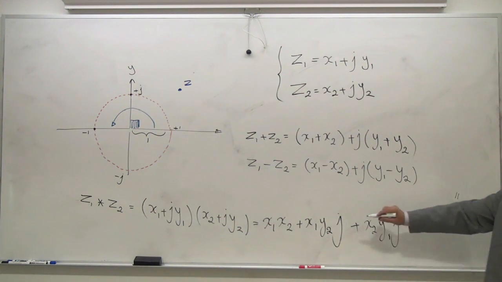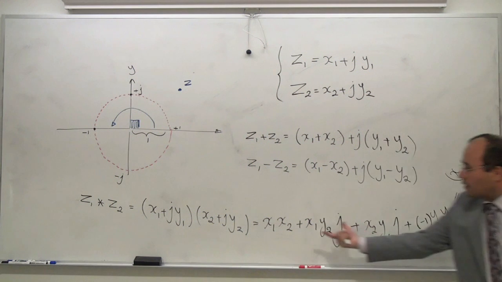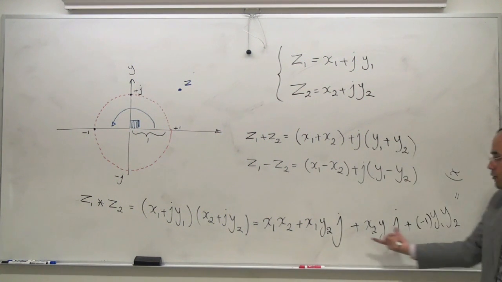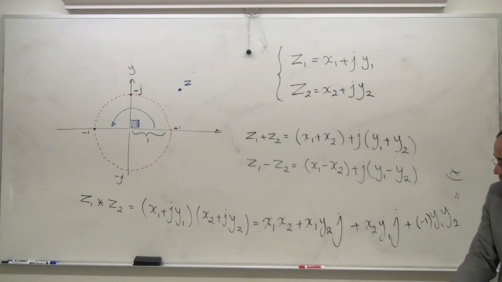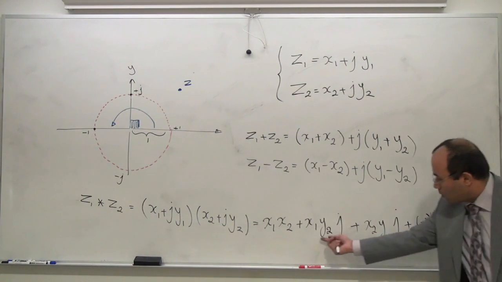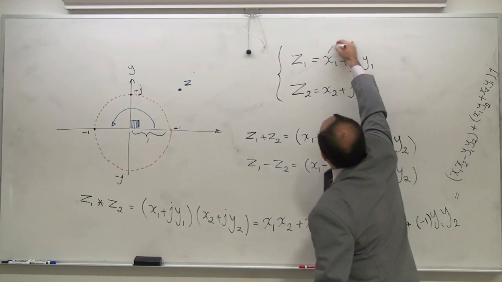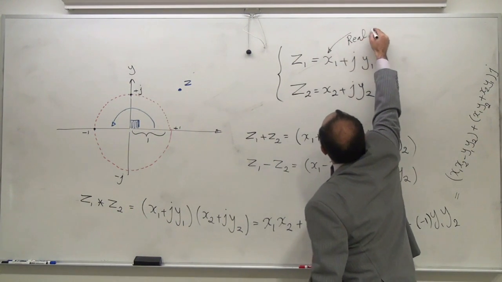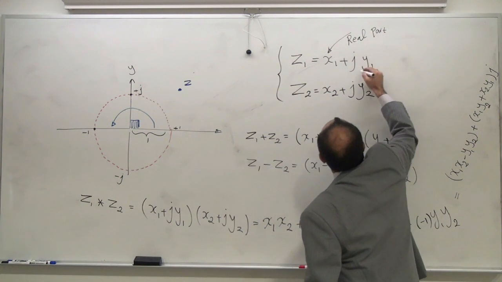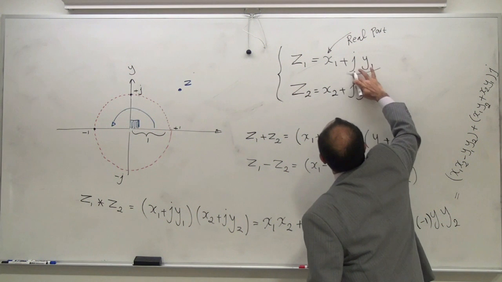So this is going to be equal to the real part. This is the real part, this is the real part. You can sum up the real parts because they are in the same nature. These two are complex parts. You can sum up the complex parts, but you can't do anything else. So it's x1x2 minus y1y2 plus (x1y2 + x2y1)j. Real part, imaginary part. Again, remember, this is the real part, and this is the imaginary part.